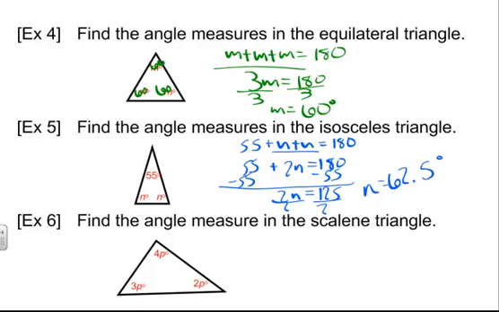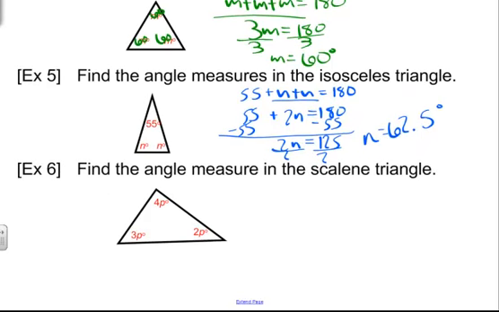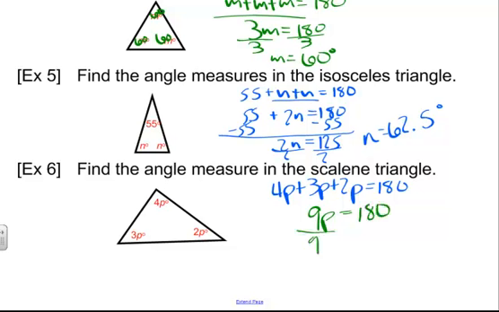Now, move on to number 6. This one's a little weird. We don't know any of the actual angles, right? 4p, 3p, and 2p all still add up to 180. 4p's plus 3p's plus 2p's is 9p's. Because 4 plus 3 is 7 plus 2 is 9, right? Equals 180. Divide by 9, p equals 20.